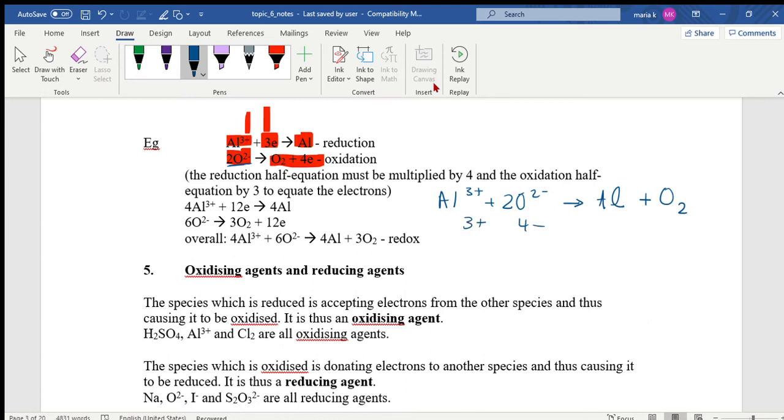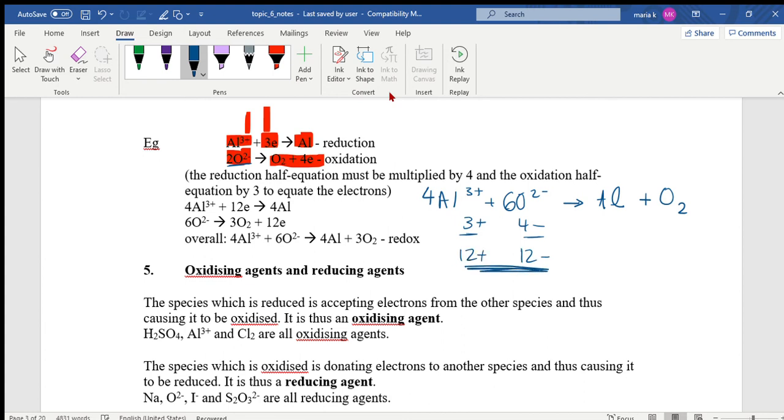Now this here is a 3 plus, this here is a 4 minus. Okay, this here is neutral, entirely neutral. And so we're going to try and balance these charges out. The way to do this is to multiply this by 3 and to multiply this by 4. So multiply this by 3, this becomes 6 on this side. So now it's 12 minus and 12 plus.